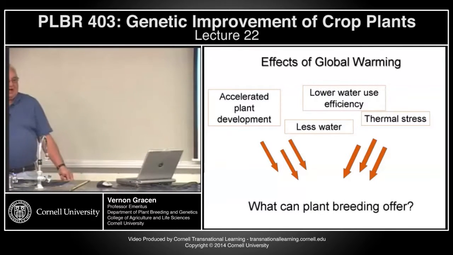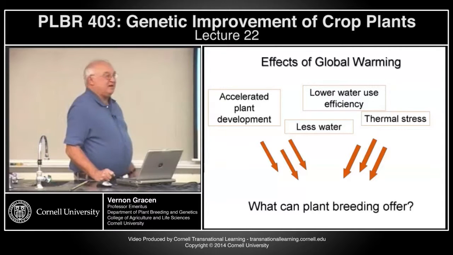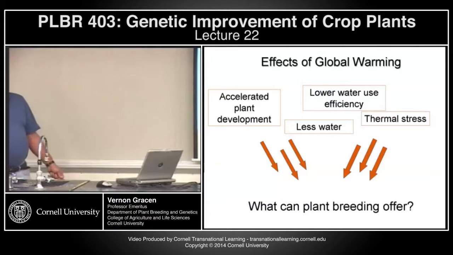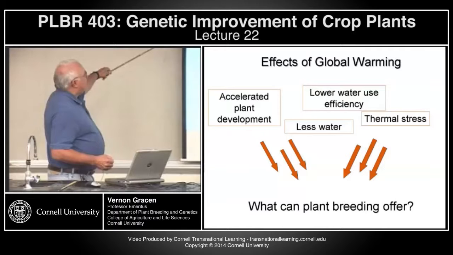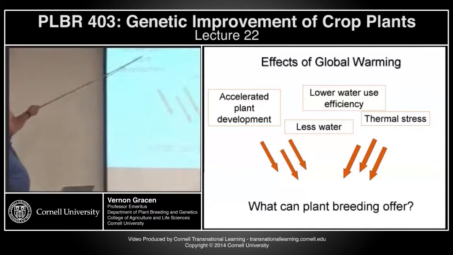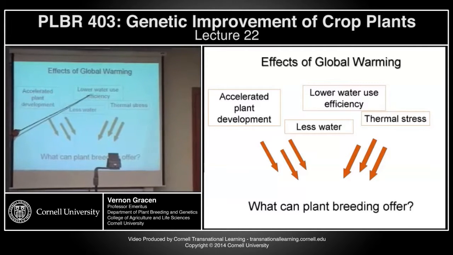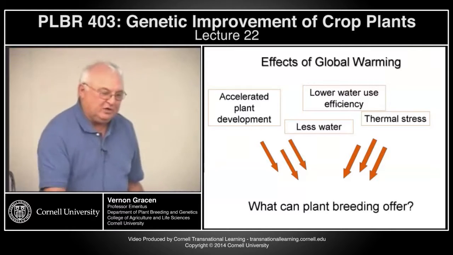All right. To finish up, talk about effects of global warming, which seems to be the direction that our climate is moving. As we get higher temperatures, accelerated plant development, less water, lower water use efficiency, and even reaching heat stress. So what can plant breeding do about that?